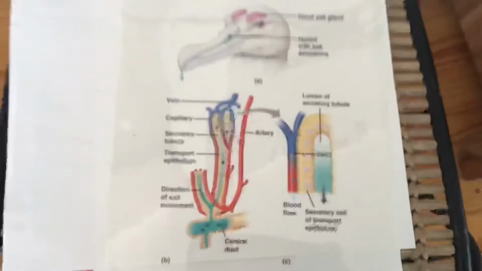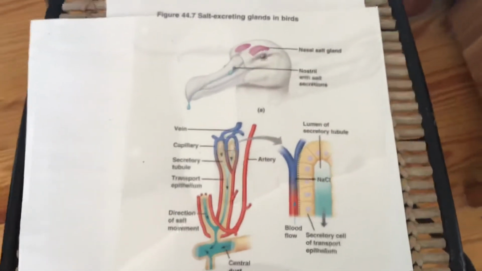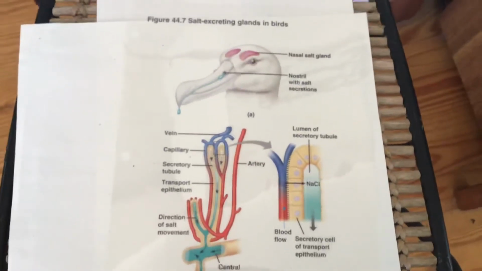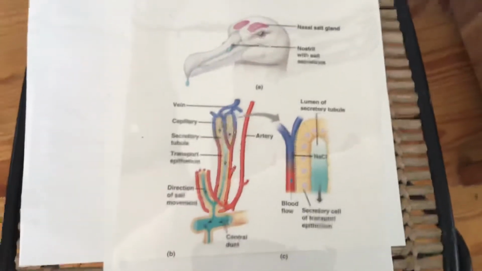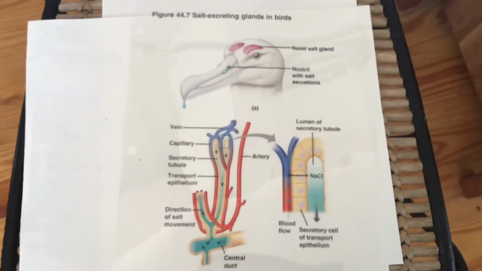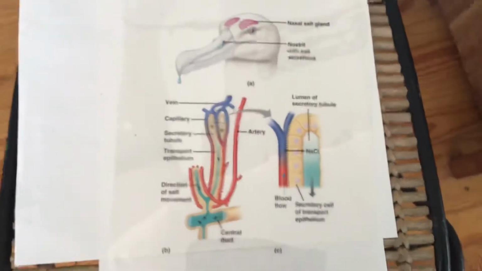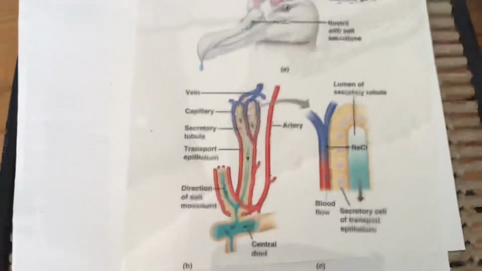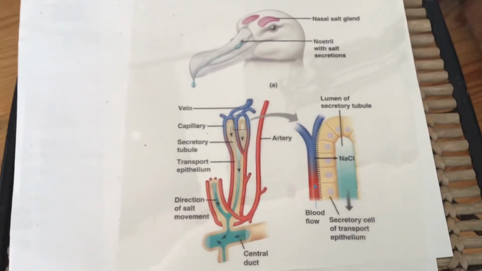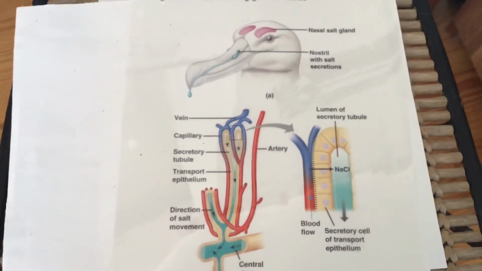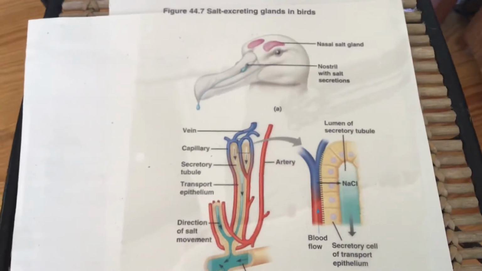So this is an example of a situation where cells are going to help, via the bloodstream, get rid of salts that may have accumulated in birds that are marine or seabirds. This is an albatross. So what is happening here is, if you look at the situation, they have a gland in their nasal cavities. You can kind of see it there on the top of the bird's head.